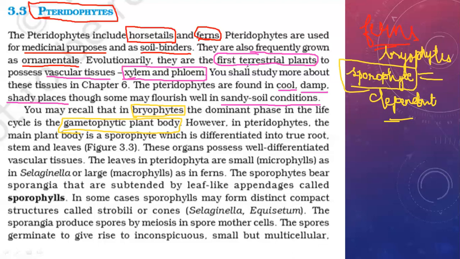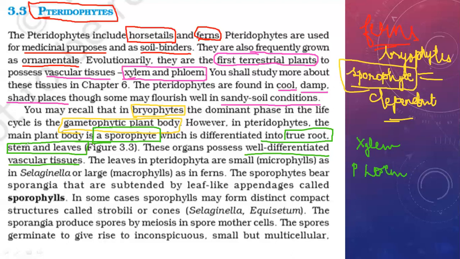However, in pteridophyte, it is the sporophyte which is the main plant body, and you can see that it is differentiated into true roots, stems and leaves. So we have to see true root, stem and leaves in a sporophyte of a pteridophyte. They possess well differentiated vascular bundles. Vascular tissues are present. What are the vascular tissues? It consists of xylem as well as phloem. Clear?